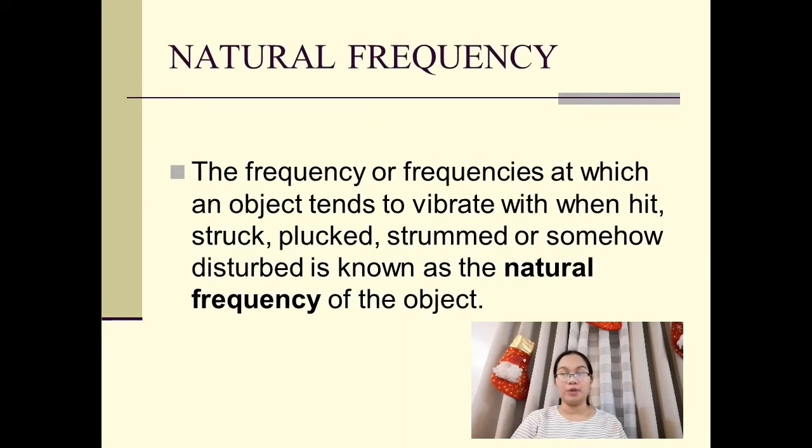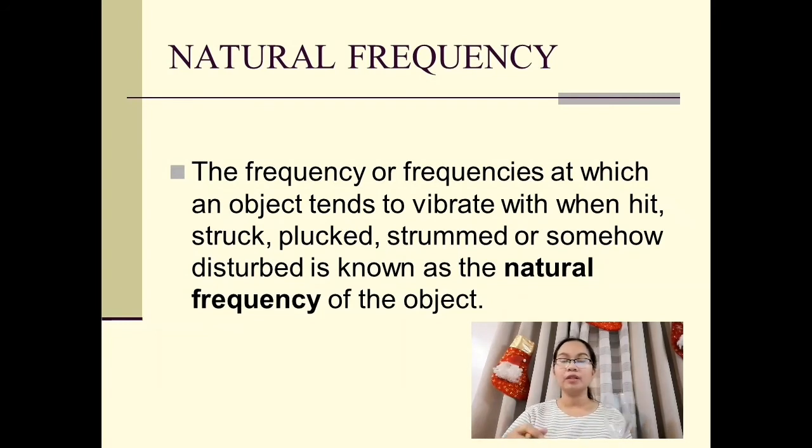The next property that we are going to discuss is the natural frequency of sound. The frequency or frequencies at which an object tends to vibrate when hit, struck, plucked, strummed, or somehow disturbed is known as the natural frequency of the object. Get a wine glass. Okay, so we have here a wine glass. If, for example, you struck the wine glass, it has this natural frequency at which it vibrates. That's why it's producing sound. So when you hit it, it will vibrate at its natural frequency and will produce sound, okay?